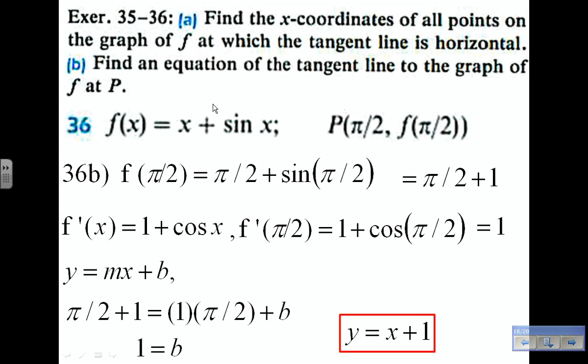Y minus pi over 2 plus 1 equals 1 times x minus pi over 2. You could have had that other answer as well. Very flexible in the solutions.